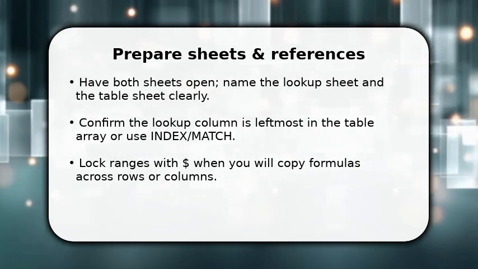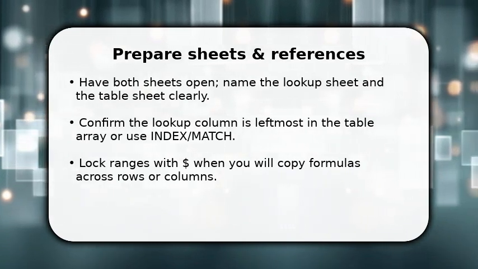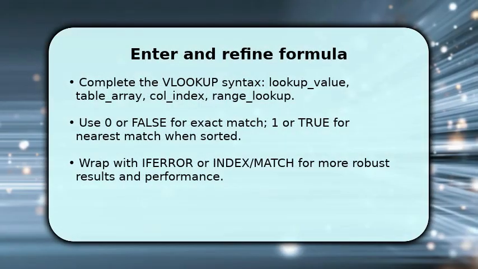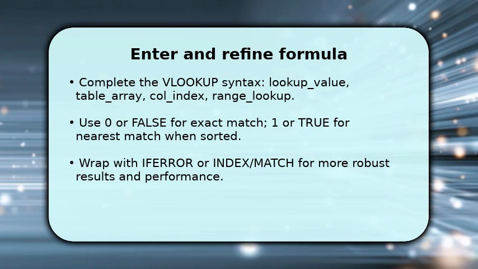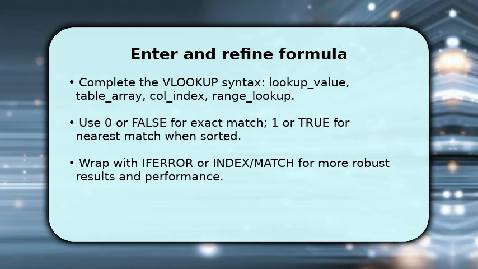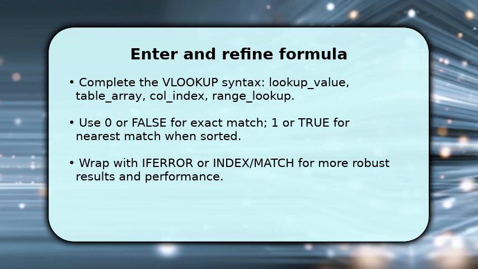Use absolute references with $ on that array so it won't shift when copied. This gets the formula anchored across sheets and ready for the next steps. Now you finish the VLOOKUP by specifying the column index number and whether you want an exact match. If you need precise matches, type FALSE or 0. If you want approximate matches for sorted data, use TRUE or 1.